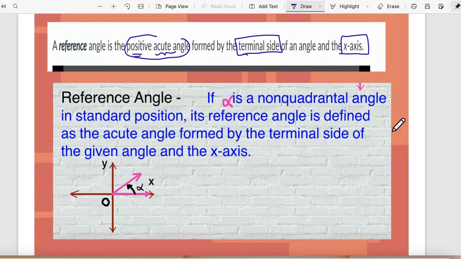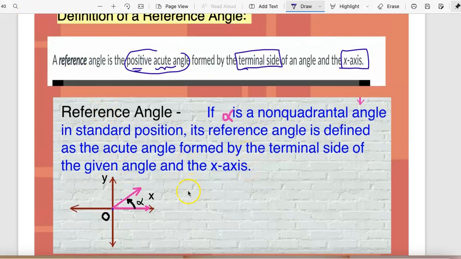So let's see what it says. If alpha is a non-quadrantal angle in standard position, what is standard position? An angle whose vertex is at the origin. Origin is this point over here, and the initial side is on the x-axis. All right. So alpha is a non-quadrantal angle in standard position. Its reference angle is determined by the acute angle formed by the terminal side, this is the terminal side, and the x-axis. Okay, this is the terminal side over here and the x-axis.